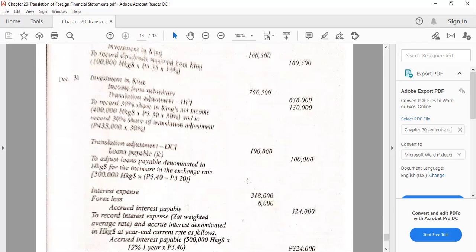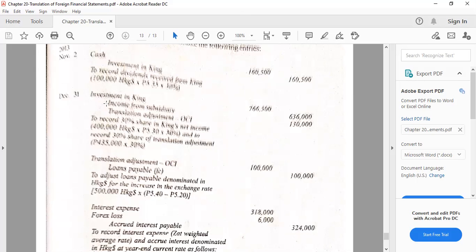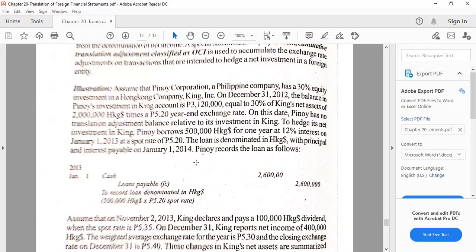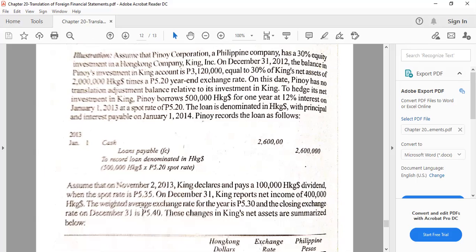All right, so forgive me for moving up and down just to emphasize the point and letting you see certain parts there. Another one is this part here: translation adjustment, OCI, and the loans payable. In this case, we have to adjust the loans payable to be equal to the closing rate. Let's check the closing rate. The closing rate as given in the problem is here, 5.4, and it was recorded at 5.2 at spot rate.